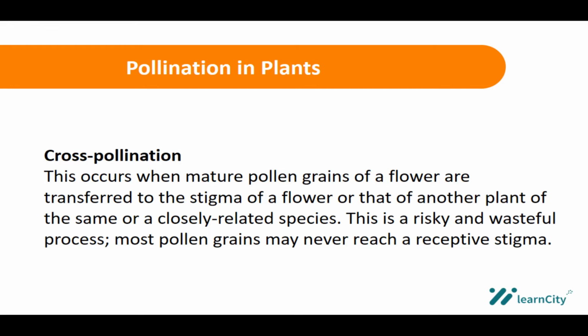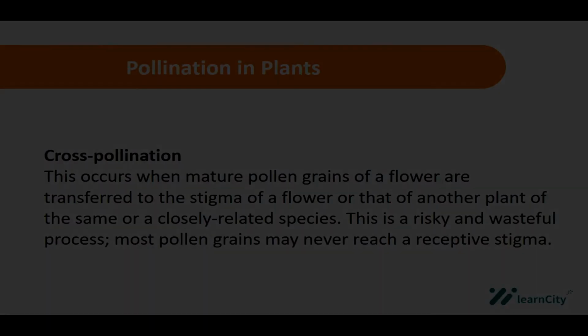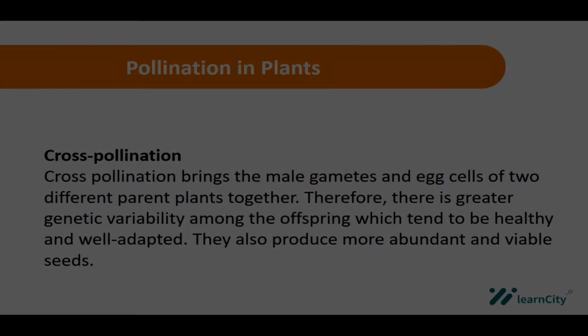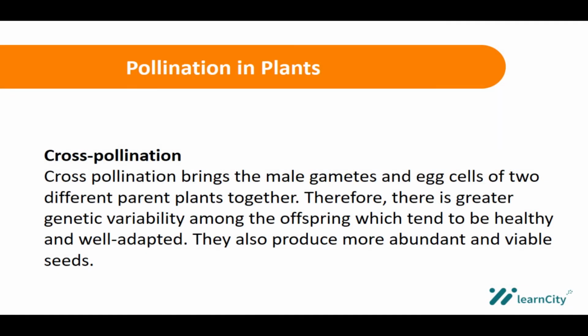Now this process is more wasteful than self-pollination because pollen grains may never reach a receptive stigma, since the pollen grains are going from one plant to another. It's not as likely for the pollen grains to reach the stigma as it is in self-pollination. Cross-pollination brings the male gametes and the egg cells of two different parent plants together. Because of this, there is a greater genetic variability among the offspring.